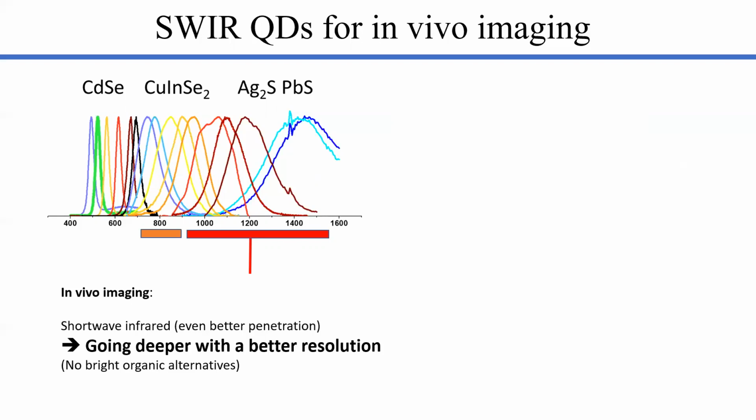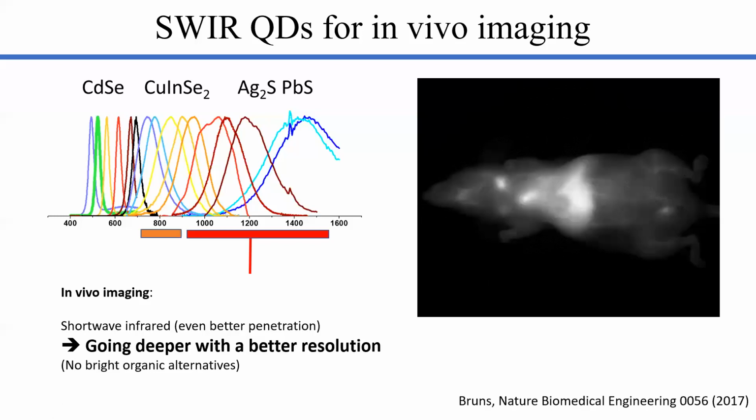If you were able to see with your eyes in the infrared, you would see actually not the surface of your skin, but you would see up to a few millimeters or a few centimeters deep within your body. That would be a bit strange. But anyway, we are able to use these infrared emitting quantum dots to do what we call in vivo imaging. For example, if we inject these infrared emitting quantum dots in the bloodstream of a mouse, this is how it looks.